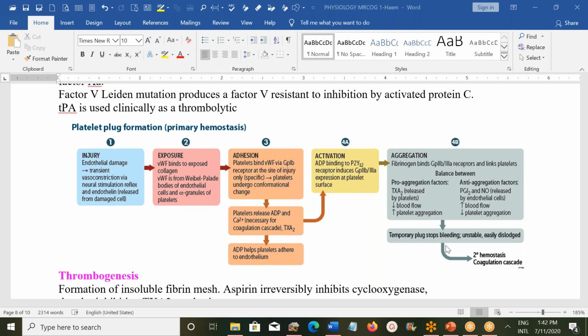So by these actions and the balance between these actions, a temporary plug will stop bleeding, and this will be unstable and easily dislodged. So what will happen? This primary clot has been formed. Now the secondary coagulation cascade and hemostasis will take place, and there will be activation of the coagulation cascade. That's how the more stable clot will form, and it will inhibit any ongoing bleeding in the system. So in a normal person, this process is going to continue like that.